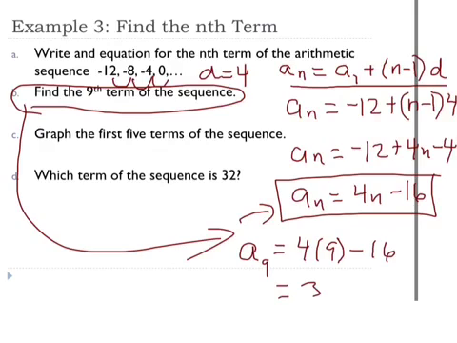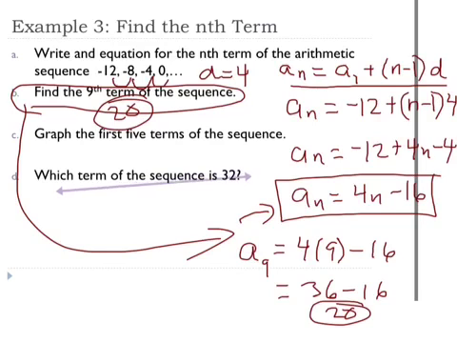4 times 9 is 36. When I subtract 16, I get 20. And so the 9th term would be 20. So that's my answer to part B. It says graph the first 5 terms of this sequence. We are going to skip that one for now because I really want to get to this last one.